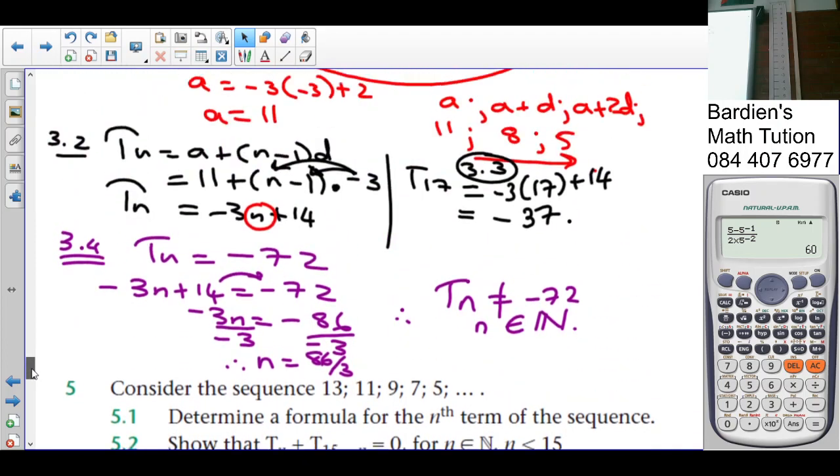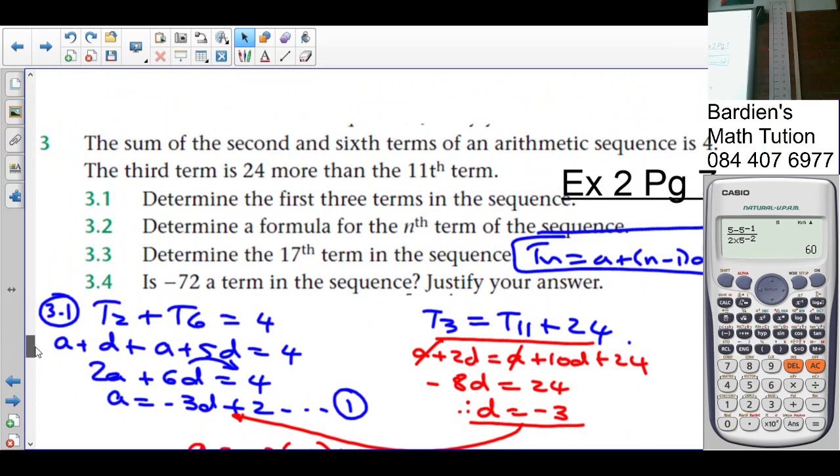You should get question 5. It's also from exercise 2 on page 7.